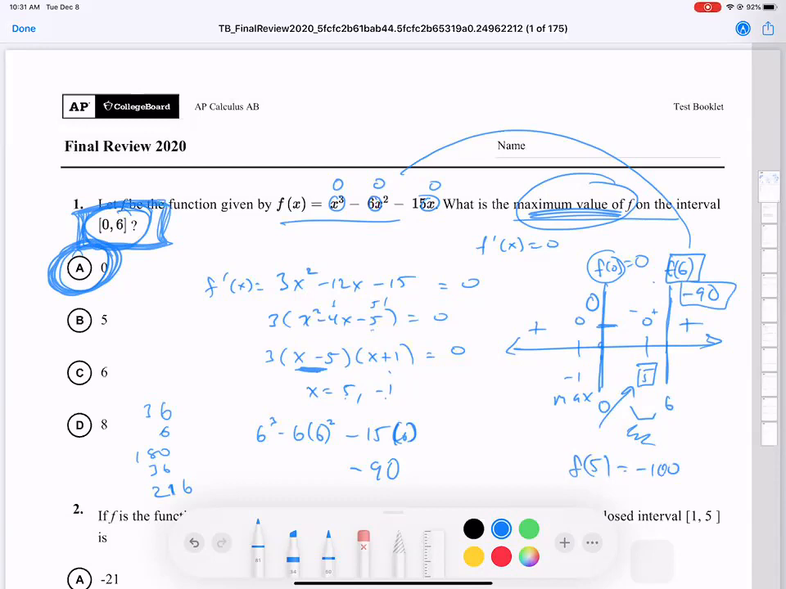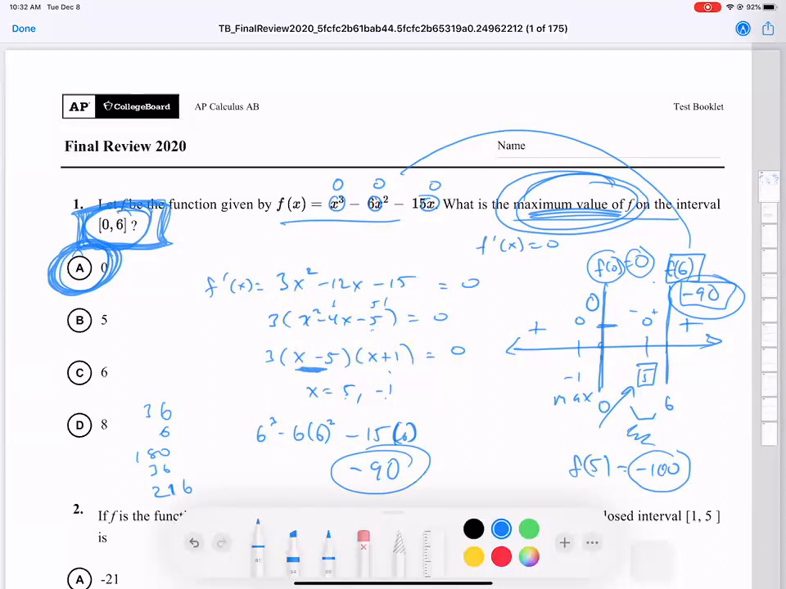I just didn't believe it because I was like, man, but I actually didn't mess up on my math. And it wasn't 8 because 8's not in the interval at all. They're asking, what is the maximum value? The maximum value is 0 compared to -100 and -90. So it's not our x value, they wanted the y value.